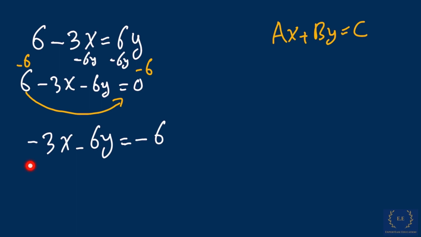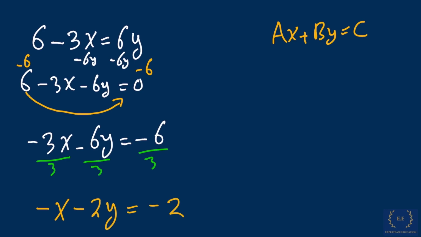Almost there. Does it look the same? Yes. x, y, and a number, c. But keep in mind, it's not constant yet, or it's not simplified yet. So what I can do is divide by 3, divide by 3, divide by 3. I can simplify it such that it would look like the following. Minus x minus 2y equals minus 2.